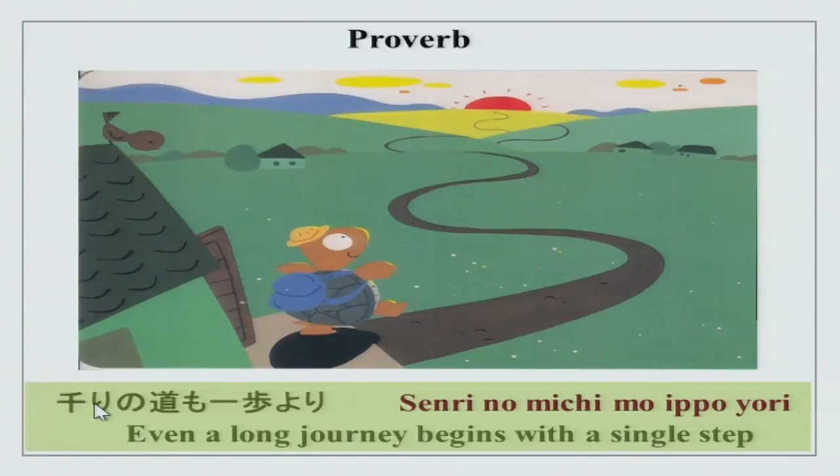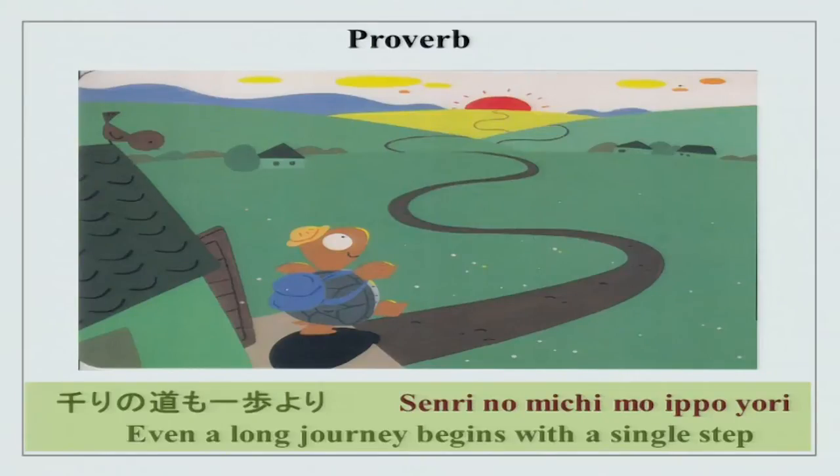Sen is 1000, ri is the measurement, how you measure distance, michi is road, mo, ippo, yori, you have to take the first step even for a very, very long journey. So, your long journey will always begin somewhere with a first step. Our journey of learning Japanese has already begun. We have already done quite a few things. We'll do lots more and learn a lot in class. But for that, you really have to work hard.